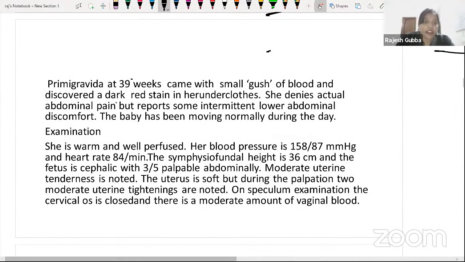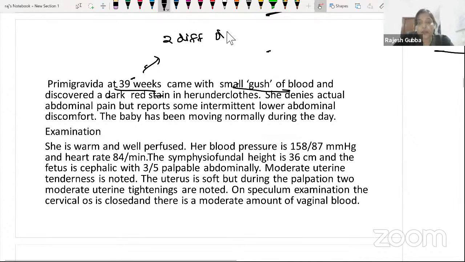A primigravida at 39 weeks came with a small gush of blood and discovered a dark red stain in her undergarments. Guys, if somebody has bleeding at 39 weeks, what are your two differential diagnoses when you have bleeding per vaginum at 39 weeks?